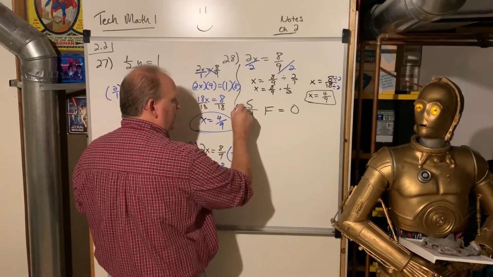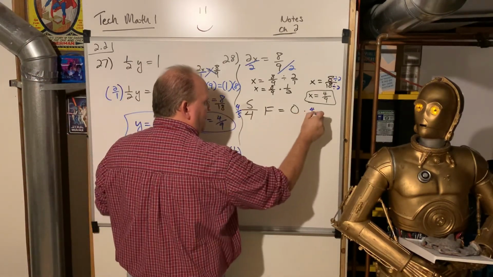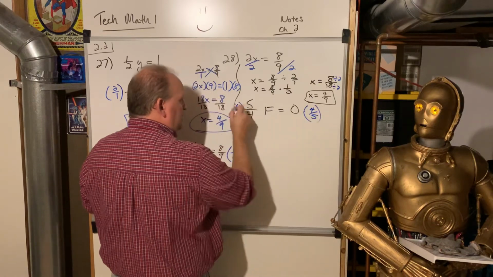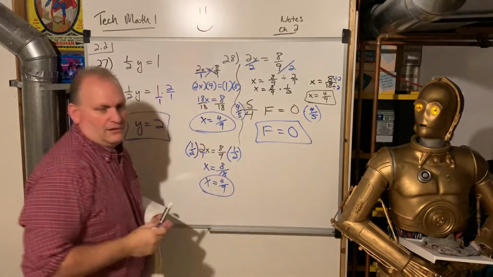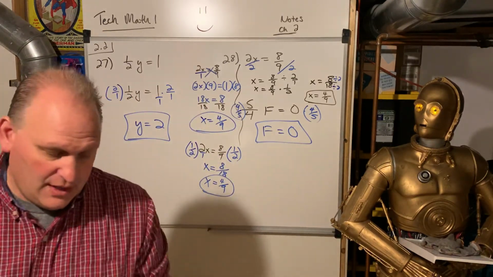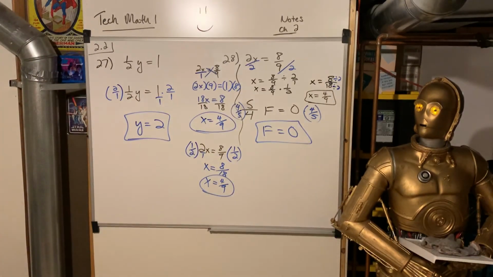Let's multiply by 4/5. Multiply by 4/5. Here I get 1/2. Here I get 0. So that was the easiest way to do that. Okay.